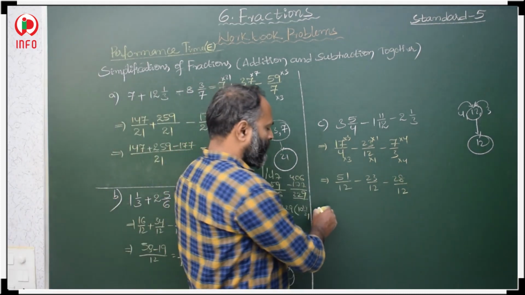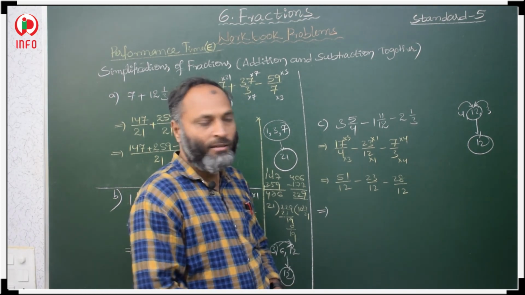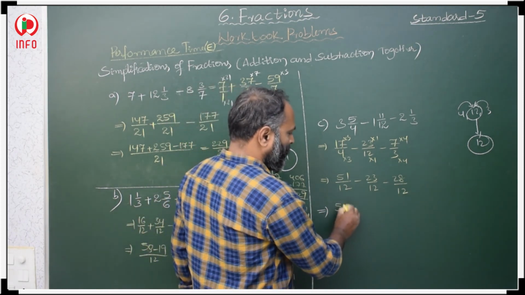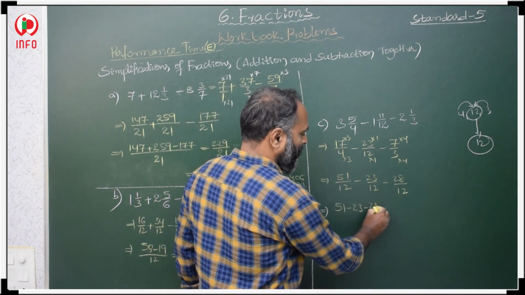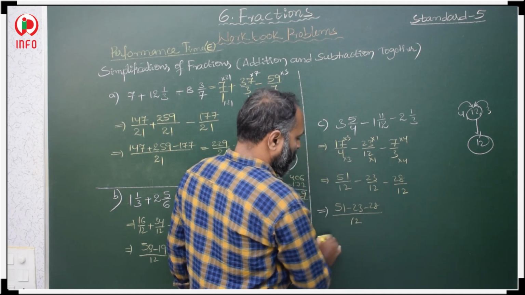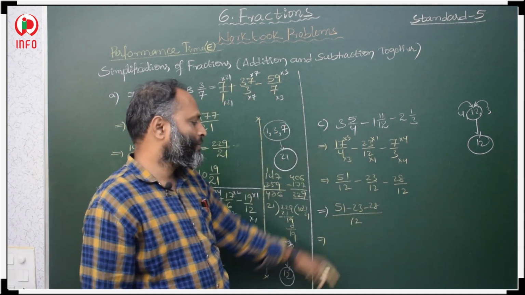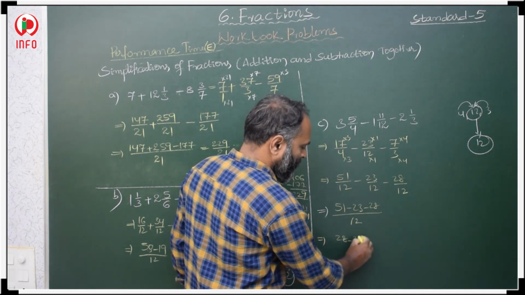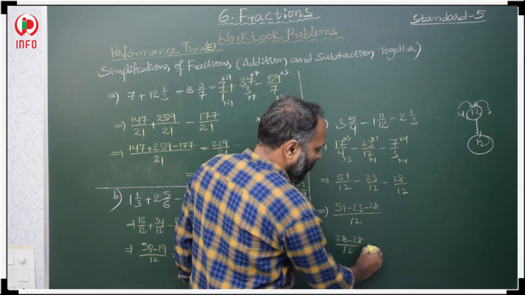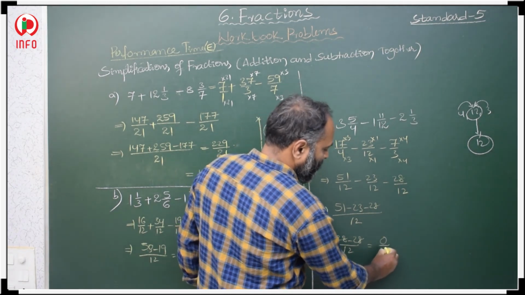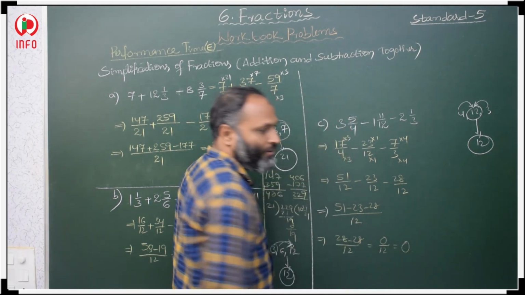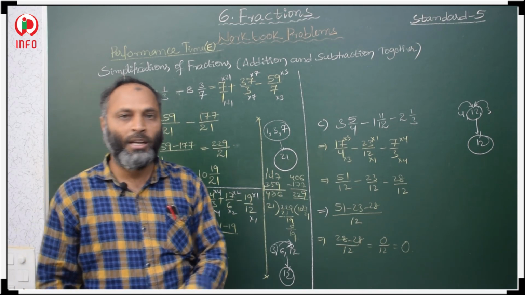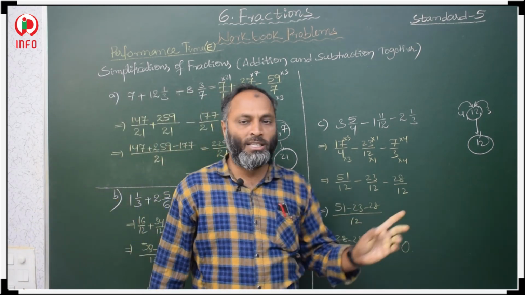Okay. Now first we have to write 51 minus 23 minus 28 by 12. First we subtract: 51 minus 23 is 28, then 28 minus 28 is 0 by 12. 0 by anything is 0. The answer is 0. Okay. In this one more question is there, a similar question.